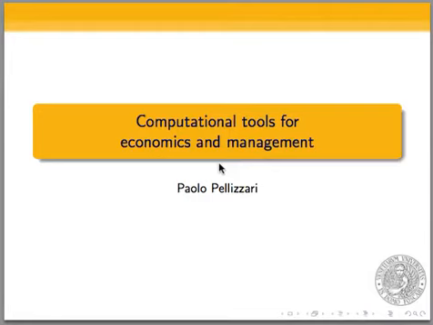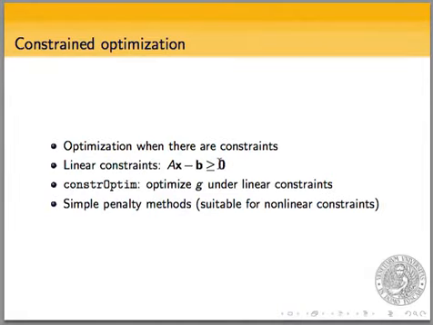For the course Computational Tools for Economics and Management, the topic for today is constraint optimization, which is basically when we want to optimize a function and we have constraints. We will focus in particular on linear constraints, which are particularly well behaved, and it's quite easy to solve such problems using R. And linear constraints have the property that they can be written using linear algebra.